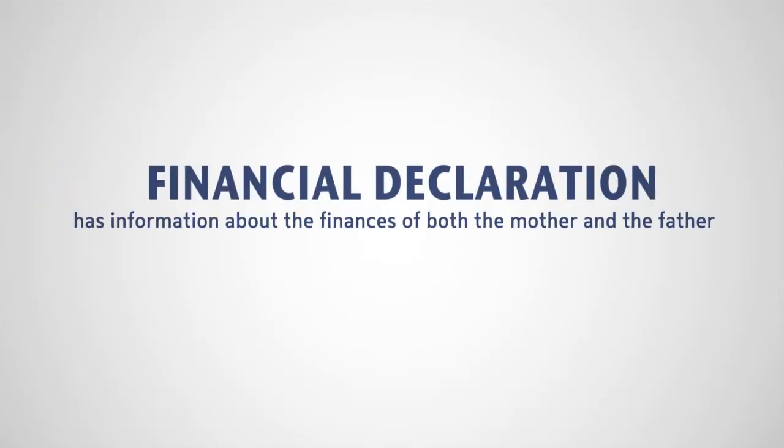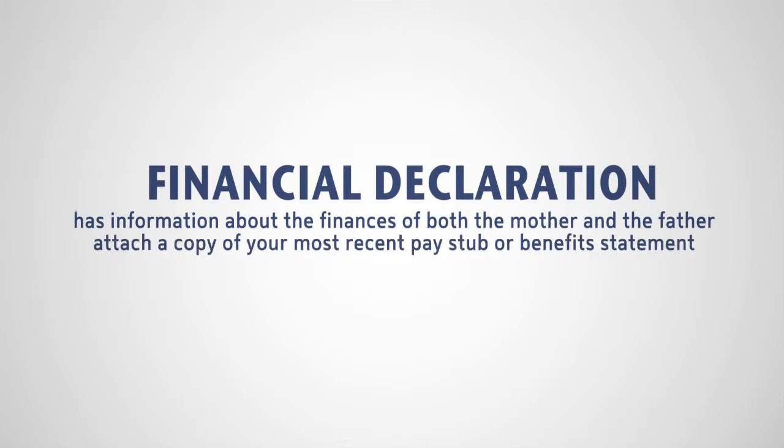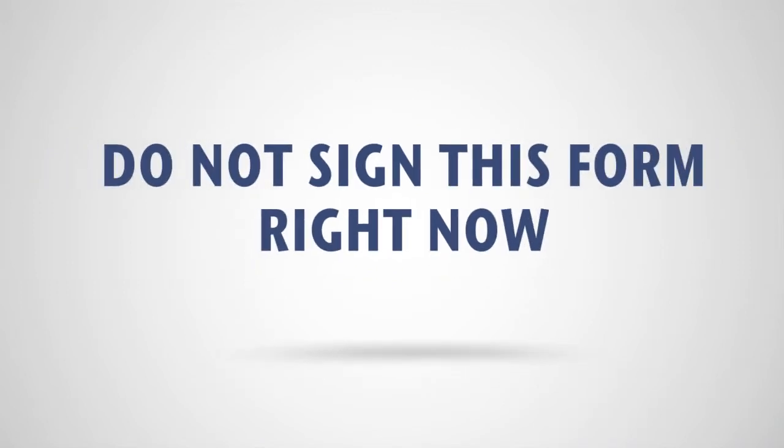Now let's take a look at the financial declaration. This document has information about the finances of both the mother and the father. Attach a copy of your most recent pay stub or benefit statement. Do not sign this form right now. This form must also be notarized. That means a notary must watch you sign the form.